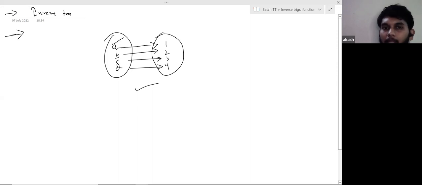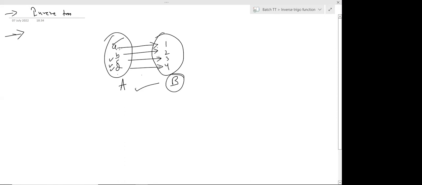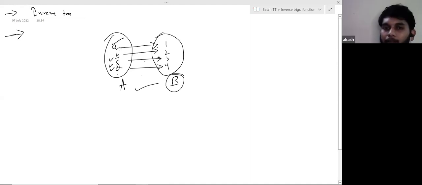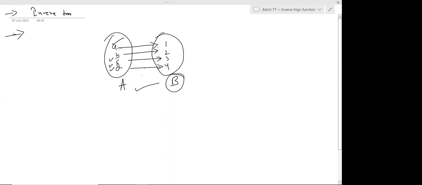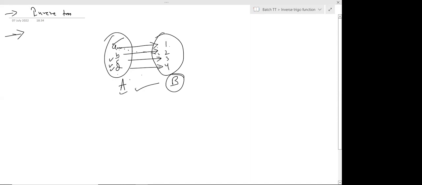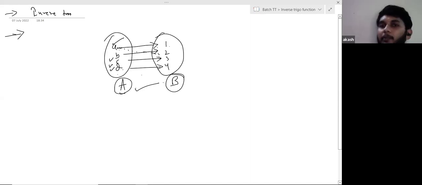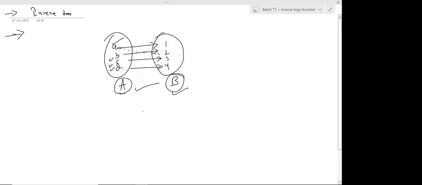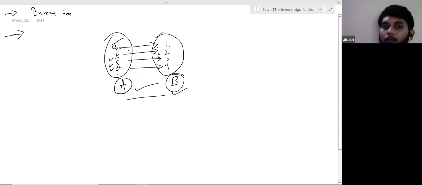Why? Suppose this is set A, this is set B. Every element of set A is related to at least one element in set B, and every element is related to only one element. If I draw another line, A is related to 2, then this will not be a function. Every element of A must be related to only one element of B. So this is called a function.